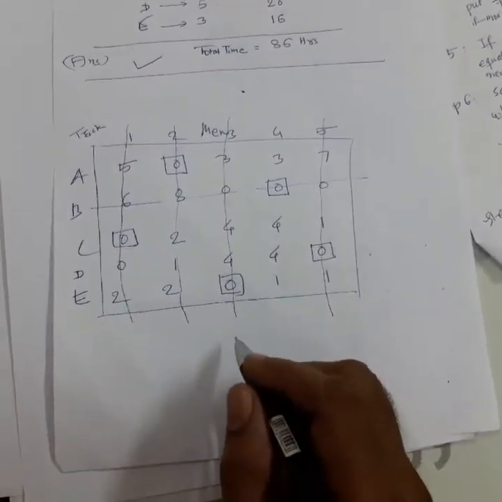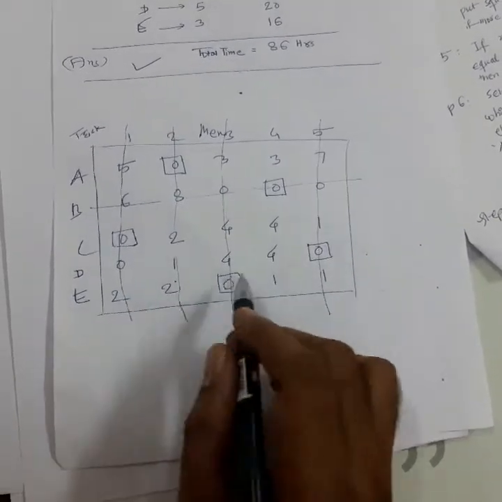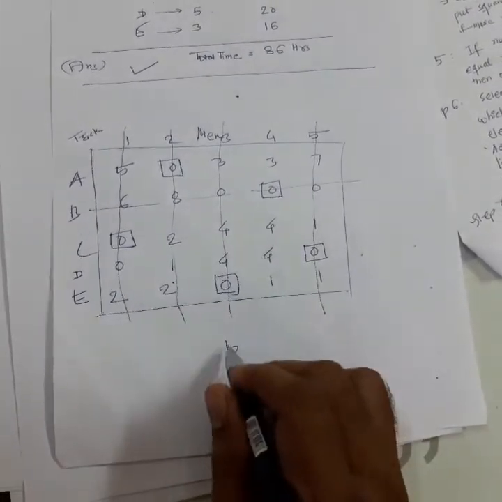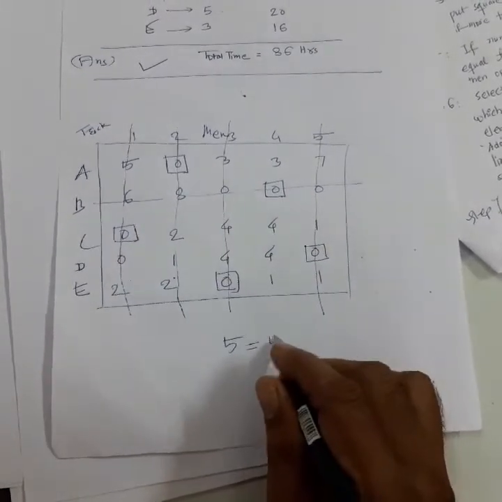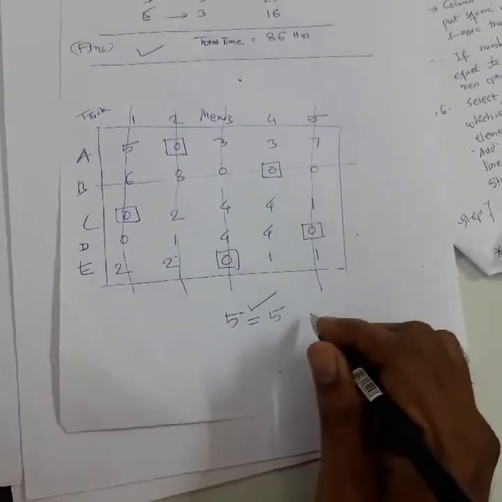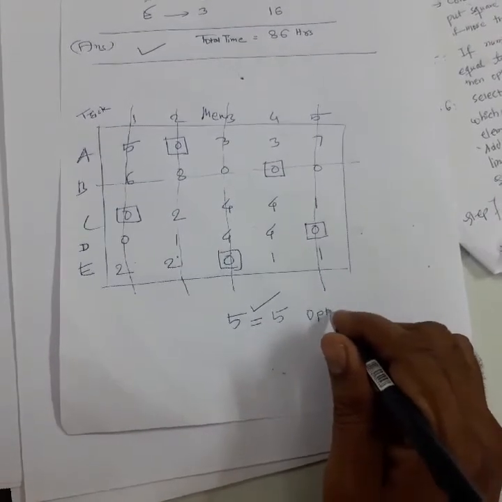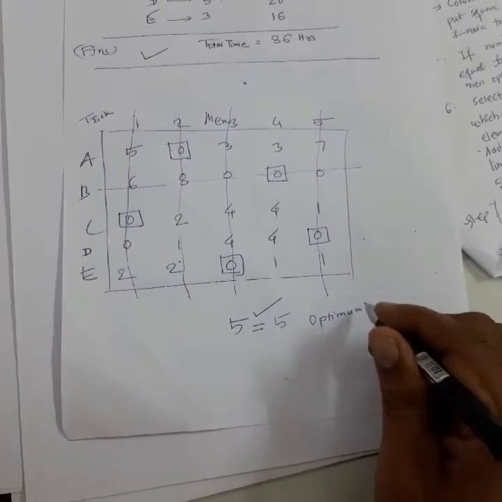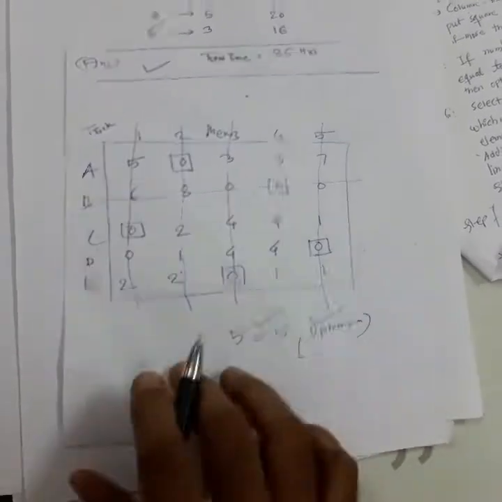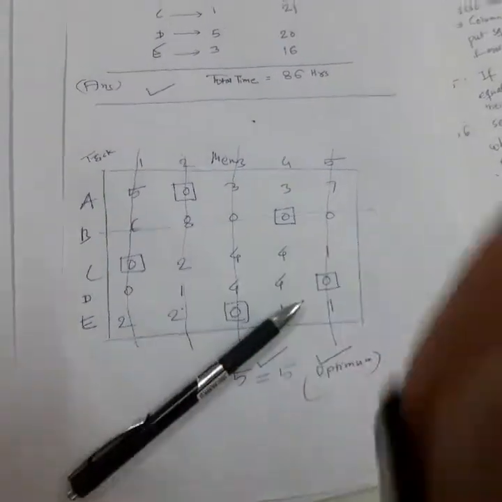Yes, now all the zeros are covered. See how many lines are there: 1, 2, 3, 4, 5. 5 lines is equal to how many rows? 5 rows. Yes, optimum. This solution is optimum. Optimality is reached. Now go for the allocation.